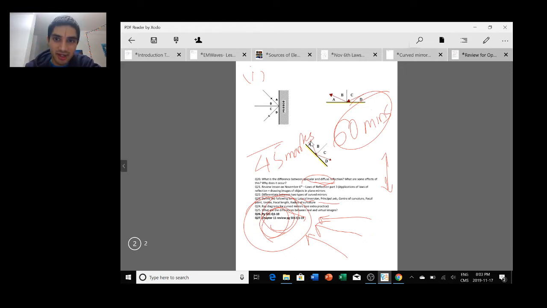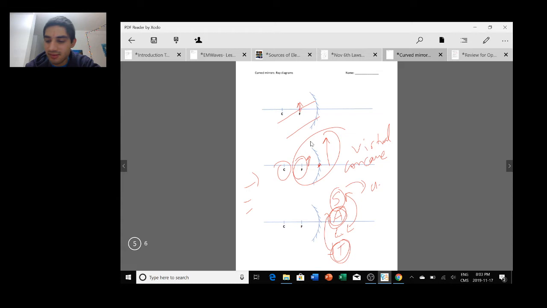Okay, ray diagrams. Which ray diagrams? Do you want me to go over all ray diagrams, or plane mirror ray diagrams, or concave or convex mirror ray diagrams? Can you be a bit more specific there? Because all the ray diagrams will take a really long time.